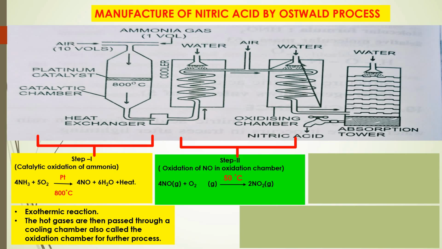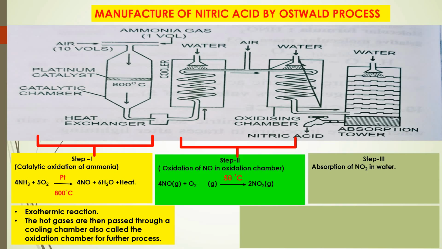is then again passed through another chamber, which is called the absorption tower, which is filled with quartz stone packed in layers. Now on this quartz tower, warm water is sprinkled so that the nitrogen dioxide, the air and the warm water all react with each other to finally produce nitric acid. And this nitric acid produced is aqueous in nature. It is mixed with water.